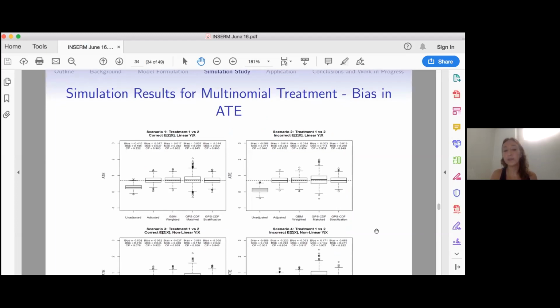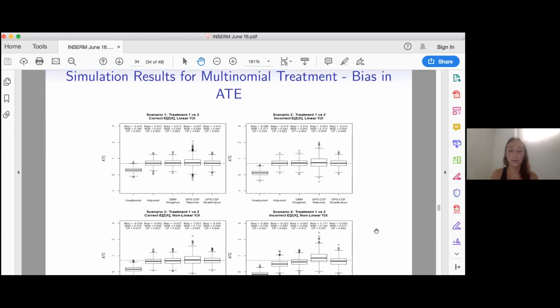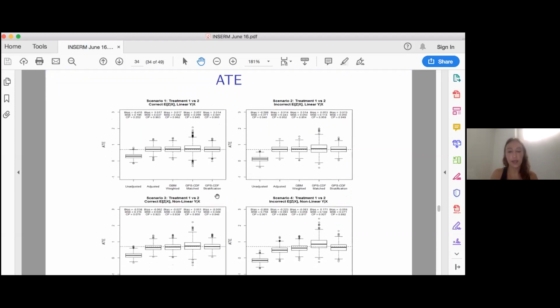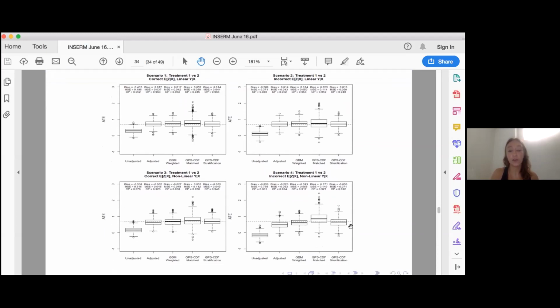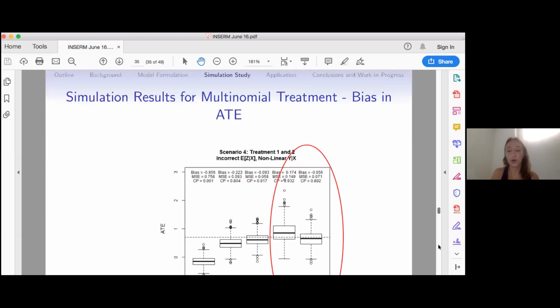We do the same simulation for the multinomial treatment setting. The left side is no longer a proportional odds model. It's just a multinomial model, but the simulation setup is exactly the same. Okay, we had that one mismeasured confounder. Everything's okay in scenarios 1 through 3 so I'm not even going to focus on those. And I'm going to go to scenario 4.